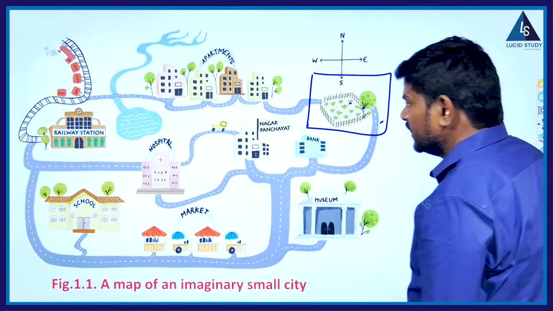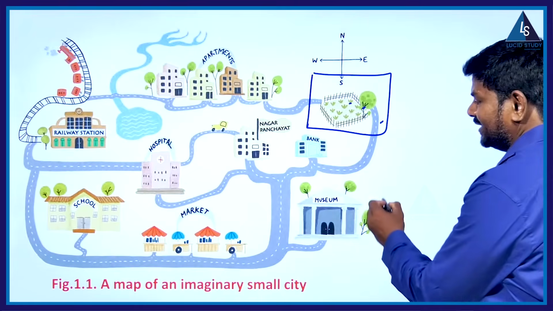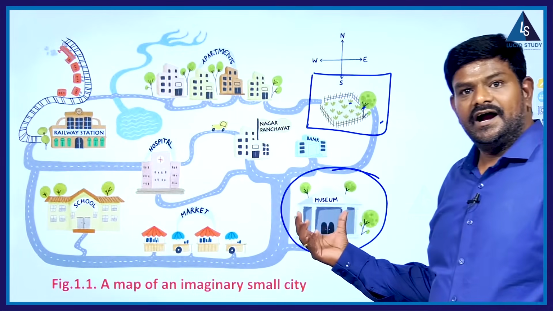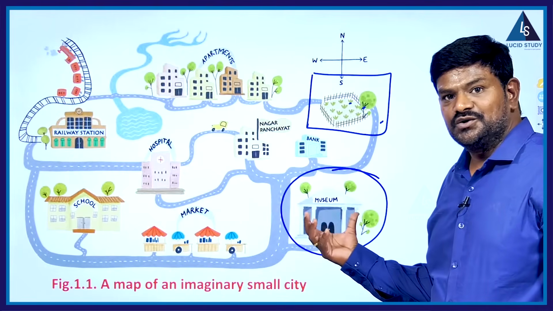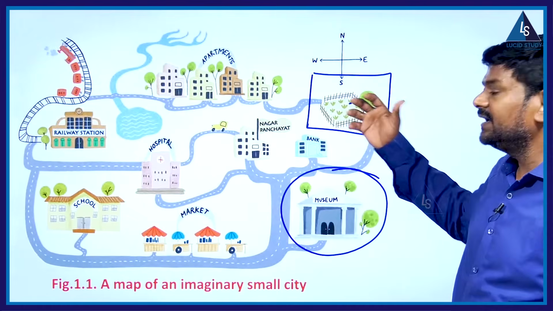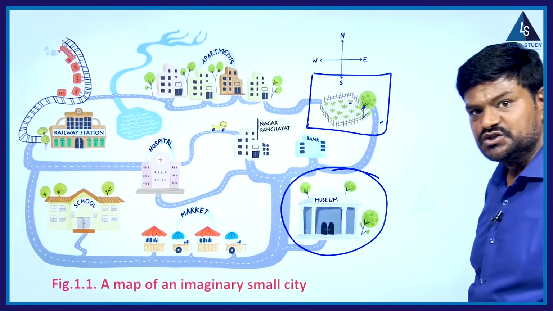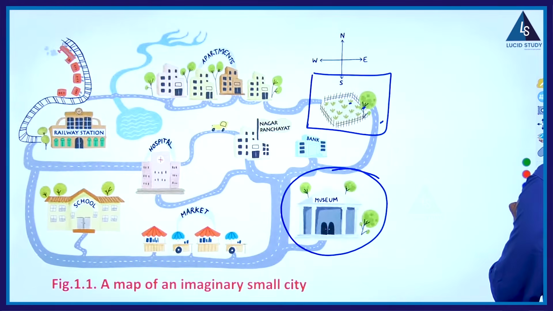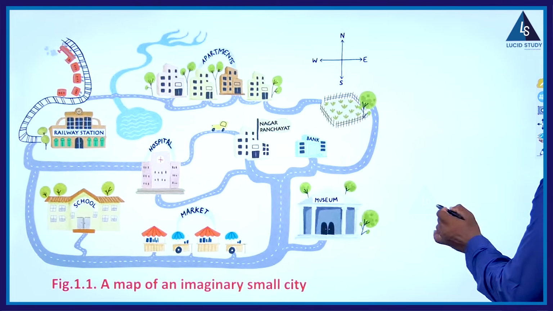Next is the museum. Where is the museum? Oh, here, this is the museum. You can clearly see the old kind of architecture. So this is the museum. We have identified the public garden and also the museum. Hope you are clear with this. Now let us go to the other component of the question.